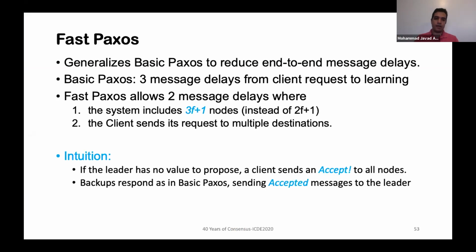The intuition behind Fast Paxos is if the leader has no value to propose, a client can instead propose values by sending accept message to all nodes. So in Paxos, the clients send their request to the leader, and then the leader is going to send accept message to other nodes. However, in Fast Paxos, the clients directly send accept message to every node. And then backups respond as in basic Paxos. They send accepted message to the leader.